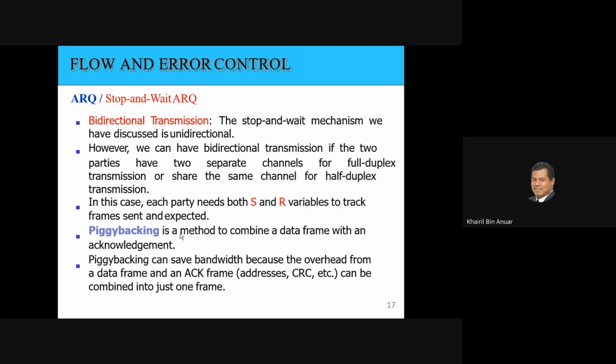Stop and wait ARQ can also be implemented in a bi-directional transmission, where previously it was unidirectional. So here you can use bi-directional, so it will be much faster. We can have bi-directional transmission if the two parties have 2 separate channels. The condition that needs to be met is that you have a full duplex transmission. Full duplex means that sender and receiver have 2 separate channels for sending and receiving, so that you can have this bi-directional transmission.